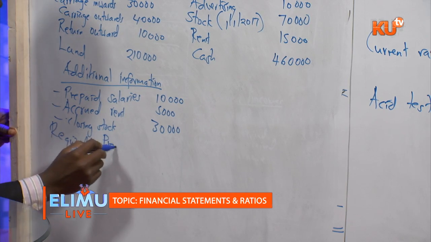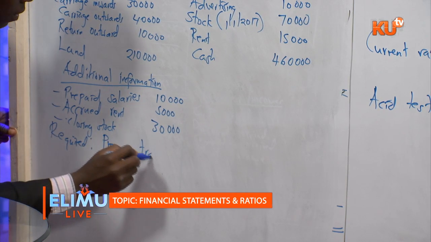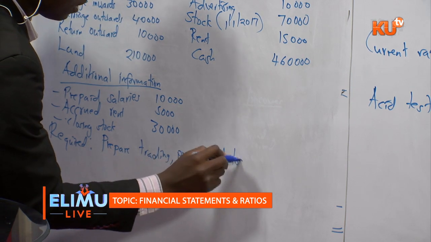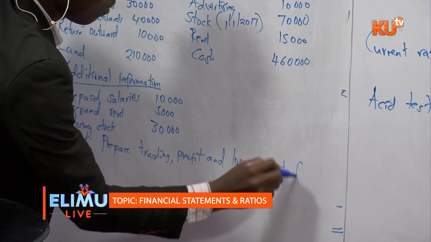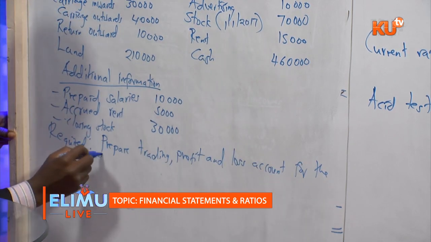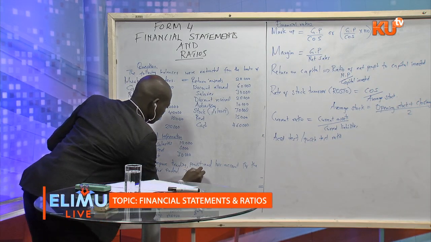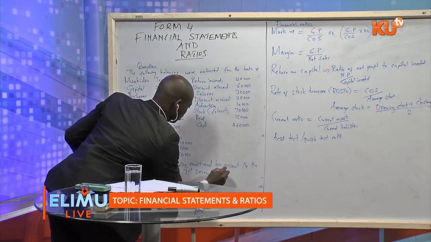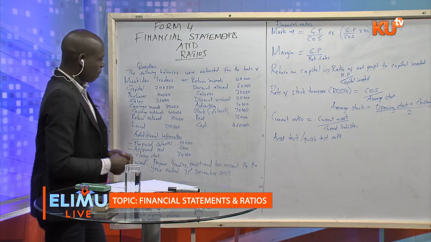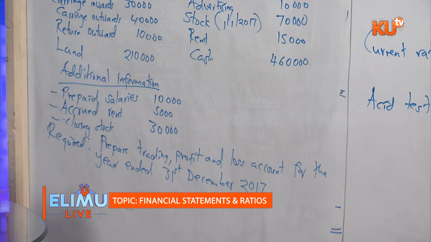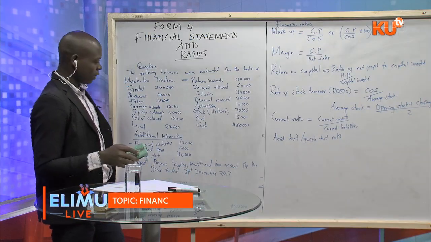You are required to prepare the trading profit and loss account for the year ended 31st December 2017. So this is a 1 year period from 1st January to 31st December 2017. That is the question that we have. But once we have prepared the statements, we are also going to see how we can calculate the ratios.